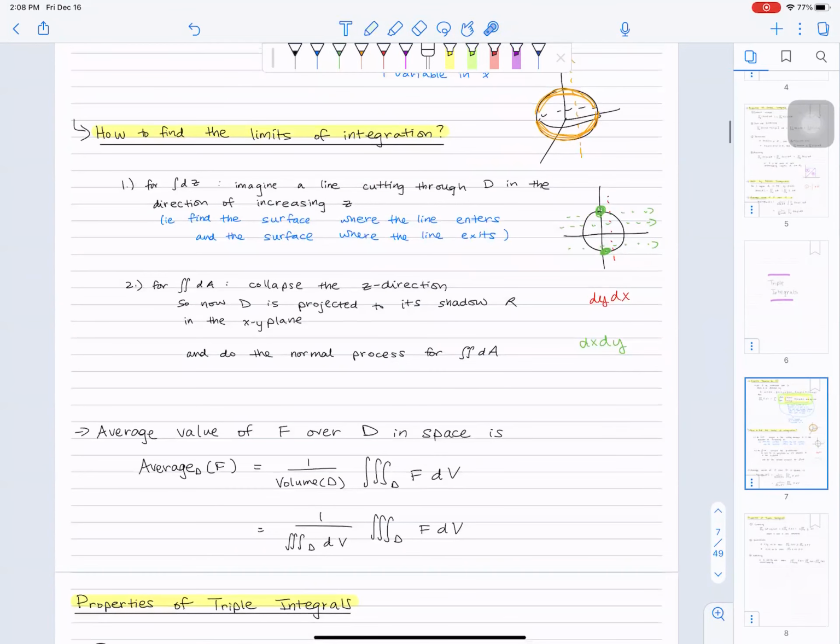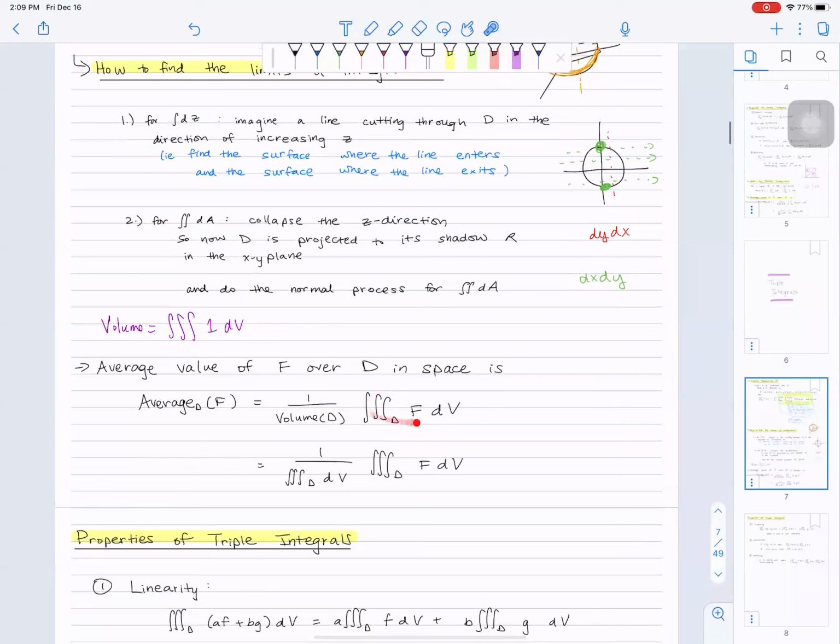And just like for double integrals, for triple integrals, we have that the triple integral of 1 dV tells you the volume. And we also have an average for triple integrals. That would be the triple integral of some function over the triple integral of 1. But the triple integral of 1 is exactly what volume means.